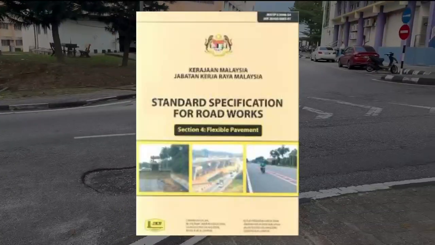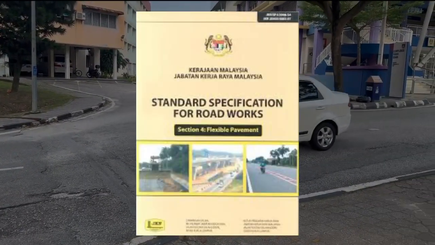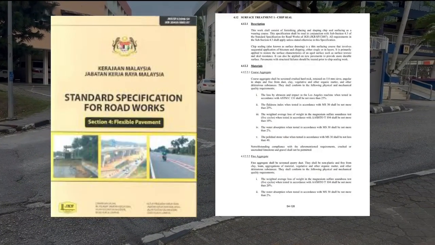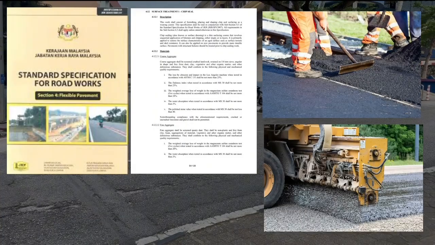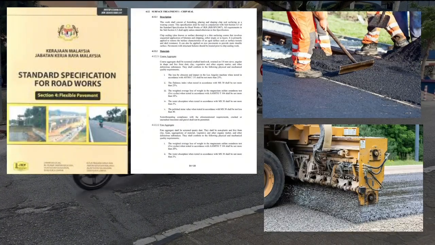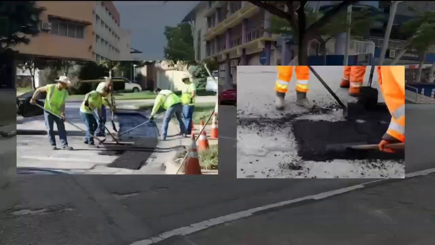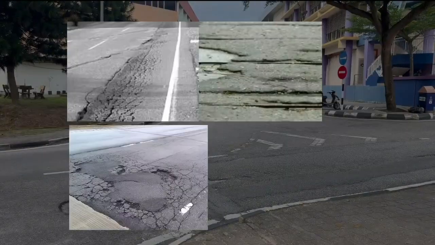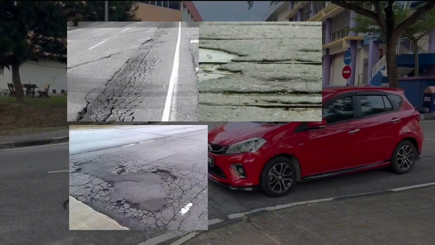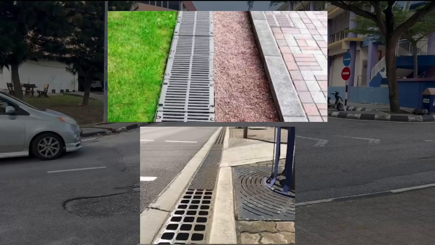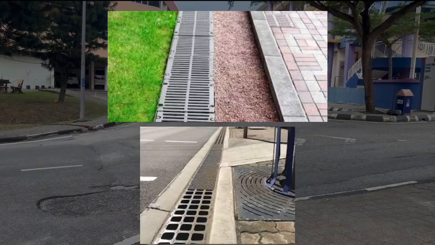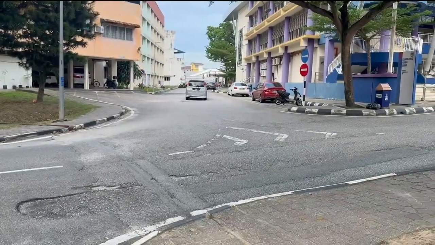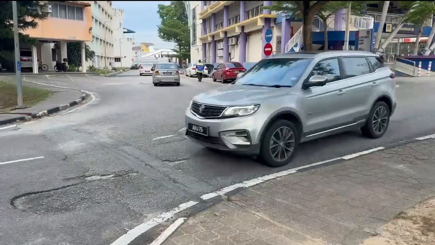According to the standard specification for roadworks, Section 4, flexible pavement, particularly Section 4.12 on surface treatment, road surface should be constructed using suitable materials to ensure safety, durability, and riding comfort. To mitigate this issue, regular road maintenance should be carried out to prevent further deterioration. High-quality pavement materials should be used, and an effective drainage system should be provided to prevent water accumulation that can lead to pothole formation, thereby improving overall road safety and traffic performance.